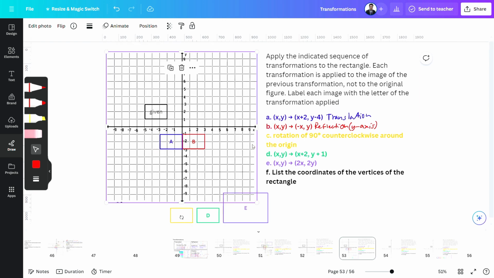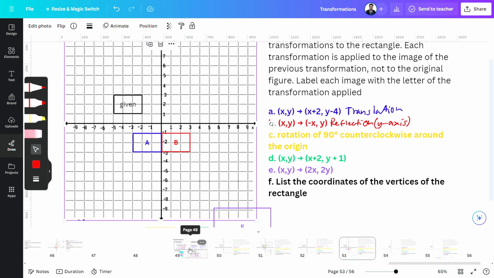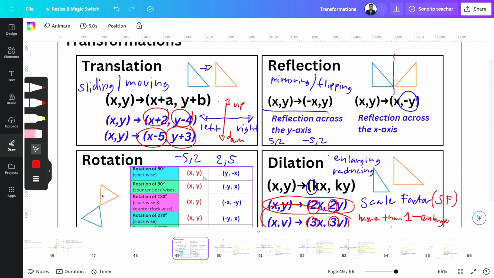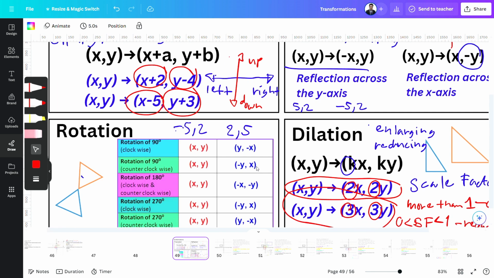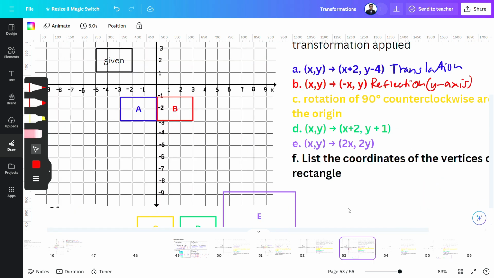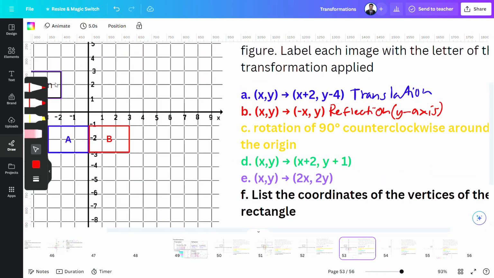Now, let's do the rotation of 90 degrees counterclockwise. To verify this one, let's check on our table a while ago. We have this one, right? So if we will do 90 degrees counterclockwise, the rule is what? Negative y comma x. Let's go back. So the rule should be what?